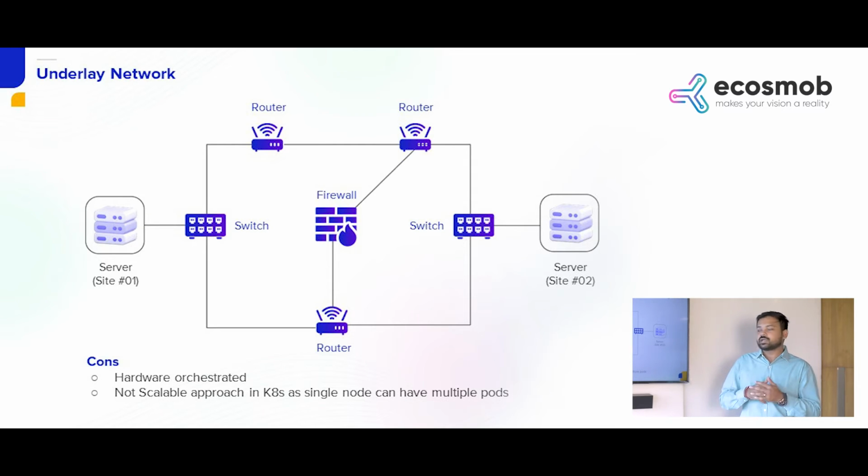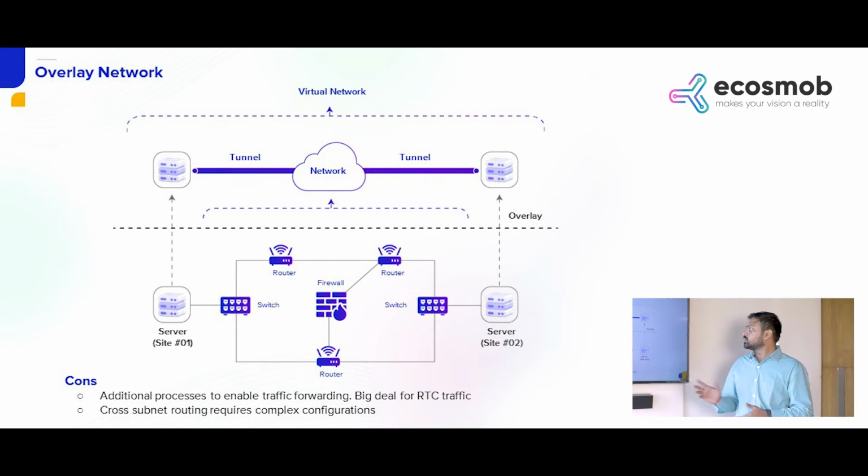There are some other cons, but for the RTC app there are a lot of advantages for the underlay network. Now the overlay network. As you can see in the diagram, it runs on top of the underlay network, and Kubernetes comes with this by default. Some of the advantages are that you can have n number of IPs and you can create your own virtual network. So the problem of the hardware orchestrated underlay network is quite solidly solved over here. But again, it comes with other cons.